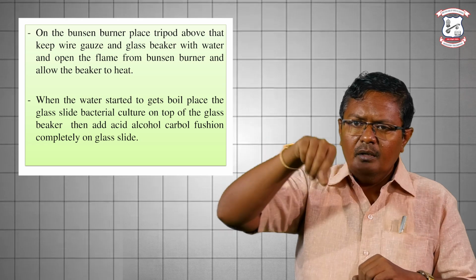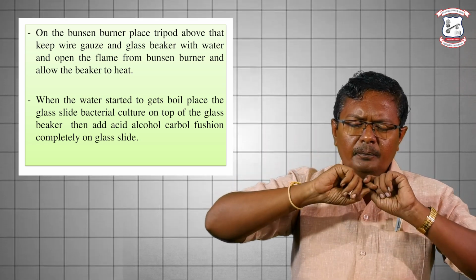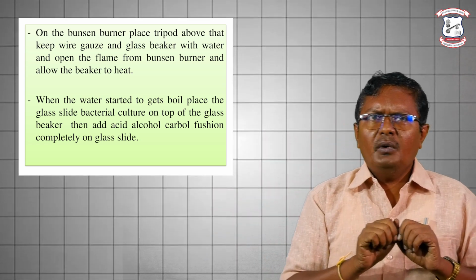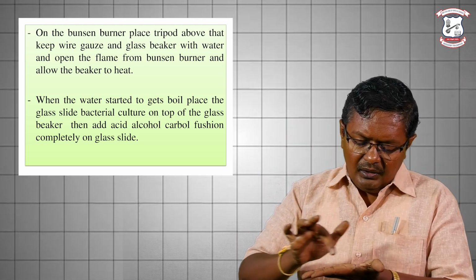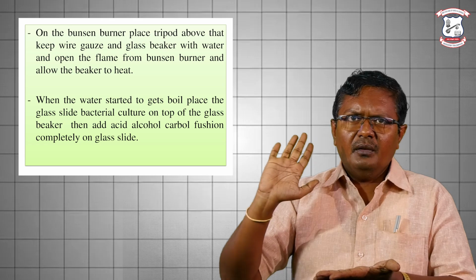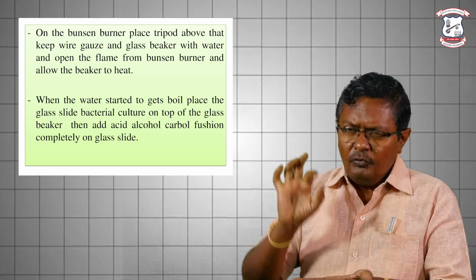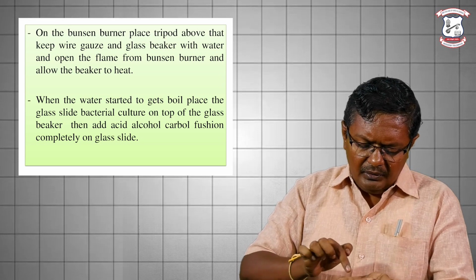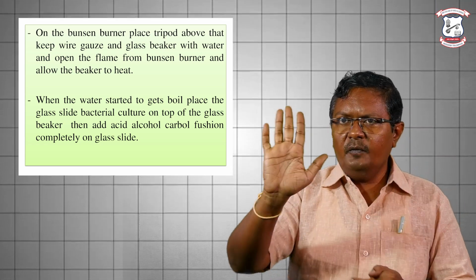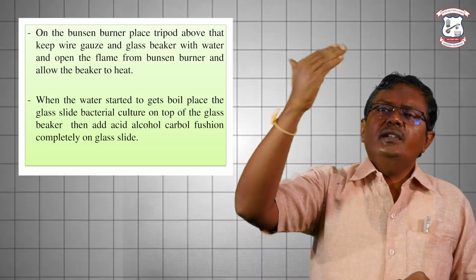You have to make it look like a small pond. For example, it resembles a pond. So you have to pour the reagent completely on it. Just a resemblance. So you have to add the carbol fuchsin reagent completely on the bacterial culture. Okay, this is the first reagent. Let us go for the second reagent.